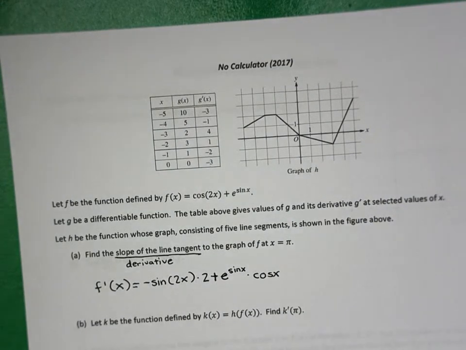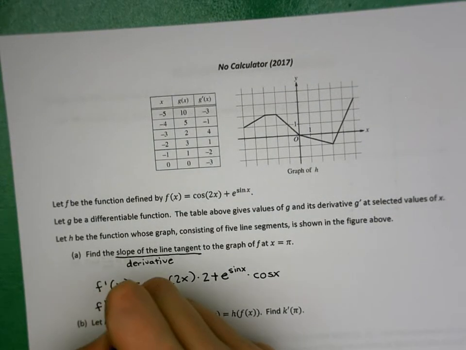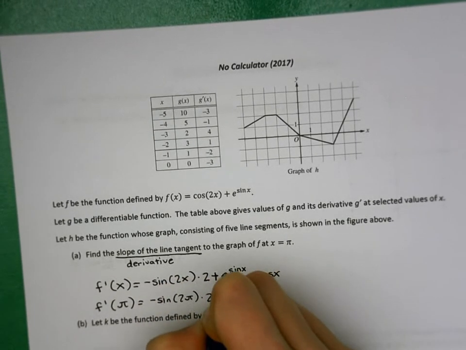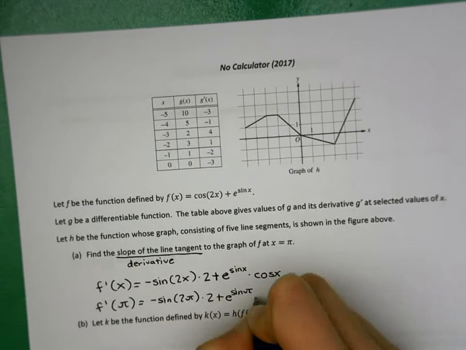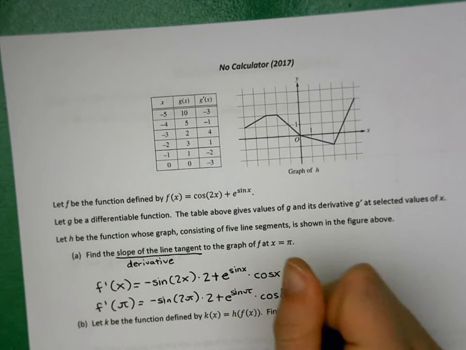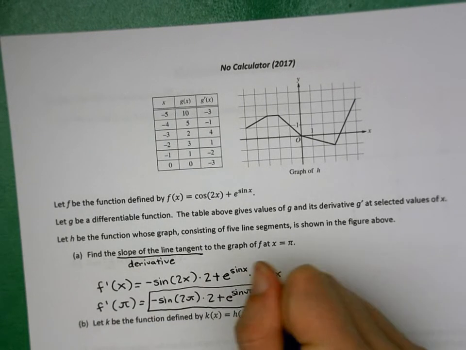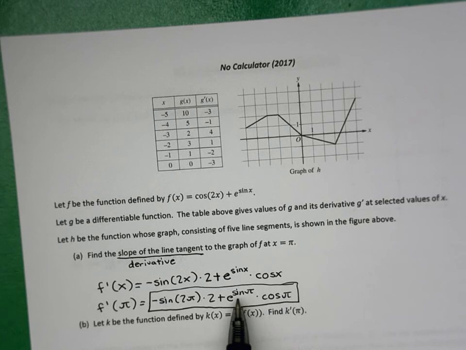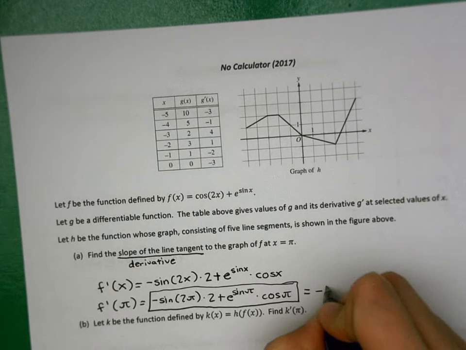Okay, and then at pi, we have negative sine 2 pi times 2 plus e to the sine pi times cosine pi. And then don't simplify. It's a waste of time. You don't have to simplify. That's my answer. No reason to go any further than that. Okay? If you did simplify, this should be, so sine of 2 pi is 0. So all of this should be 0 here. Cosine of pi is negative 1. Sine of pi is 0, so this would be e to the 0 or 1 times negative 1, which is negative 1. So if you did simplify, you would have to get negative 1.